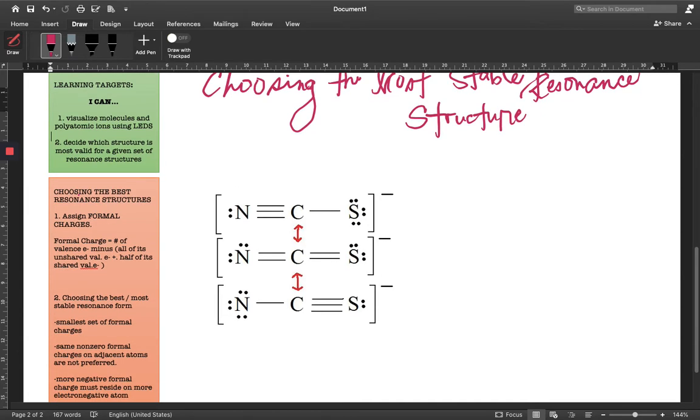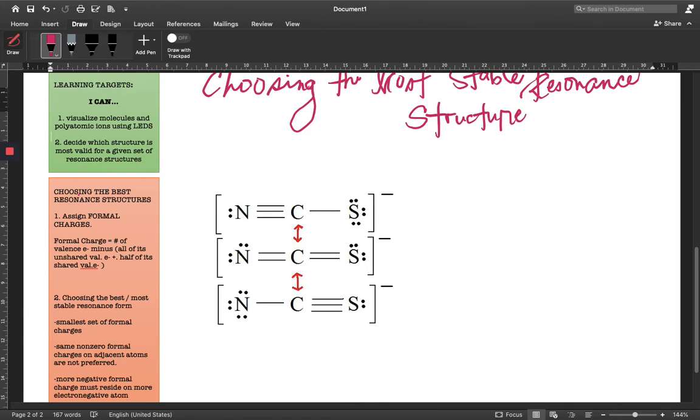Alright, so the first thing that we have to do is to assign formal charges on each atom present on that structure. And what are formal charges? This is basically the number of valence electrons for that particular atom minus the quantity all of its unshared valence electrons plus half of its shared valence electrons. Now I know it sounds a little bit confusing, but don't worry, there is a shortcut for that.